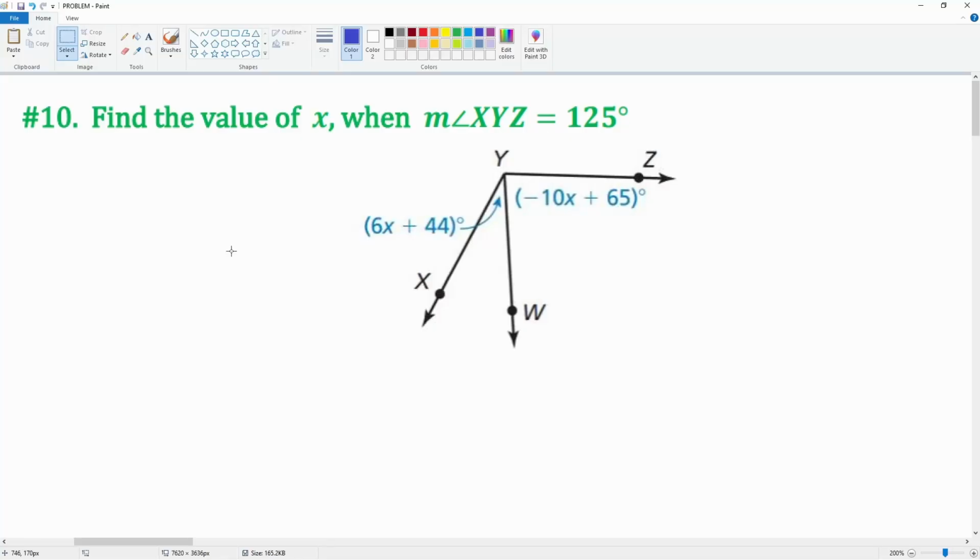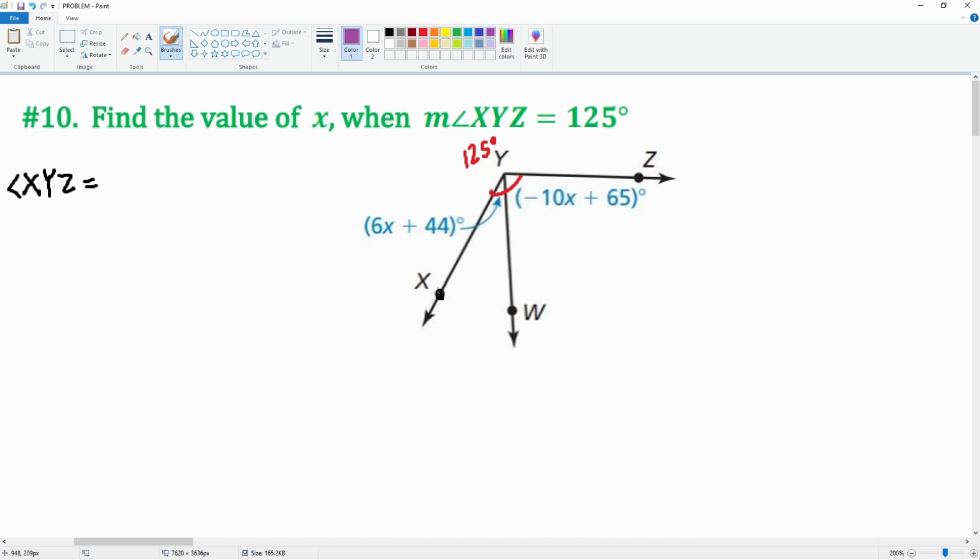Section 1, number 10, you're going to find the value of x when the measurement of angle XYZ is equal to 125 degrees. Make sure your question matches up with mine. What this says is that this entire angle here adds up to 125 degrees. That's what it says. So we can write that angle XYZ is equal to that entire angle of x.